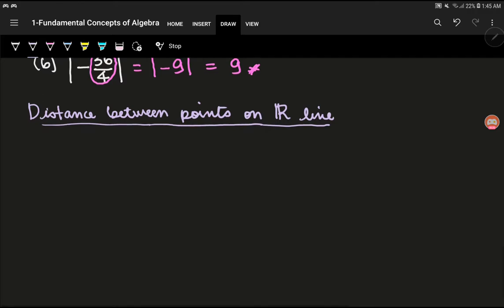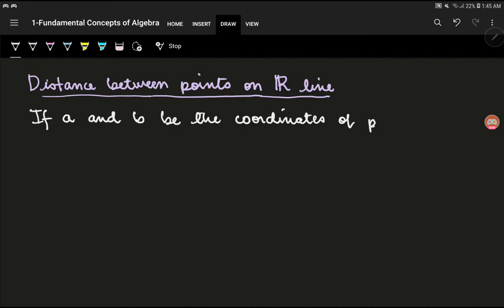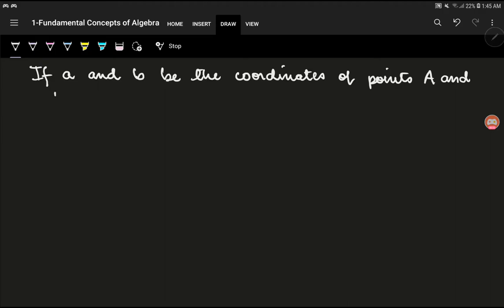Alright, so let's say we have a and b be the coordinates of points A and B respectively. This means that the coordinate of point capital A is small a, and the coordinate of point capital B is small b.